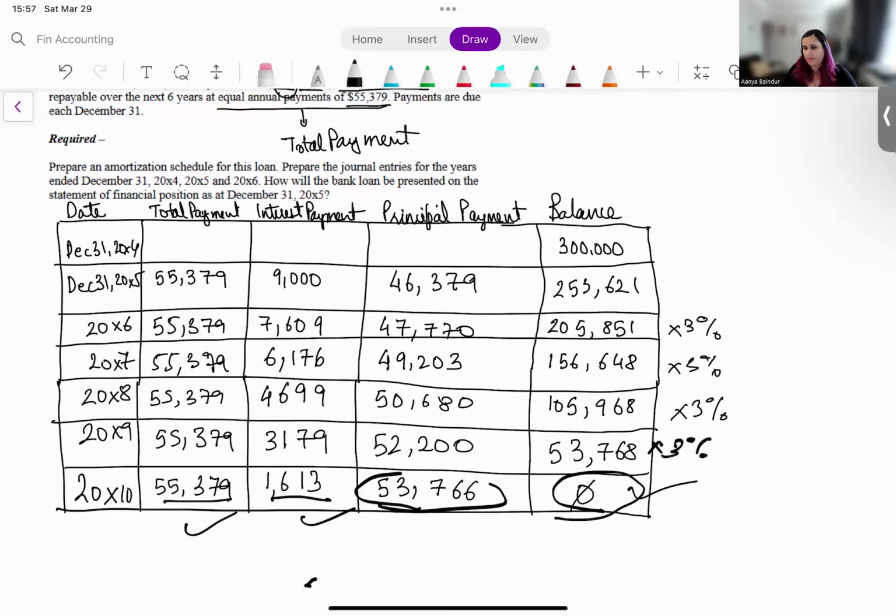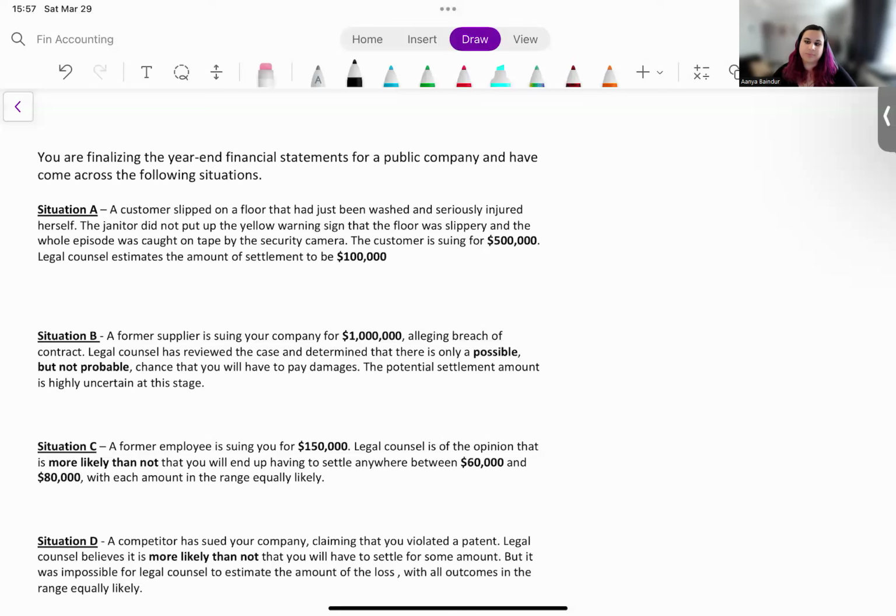Now, because of rounding, there might be a slight difference and you may get like a $2-3 difference, but you can just put 0 at the end and that much just comes down to a rounding error. So this is what a repayment schedule looks like. Now, next we're going to a question about provisions versus contingencies.